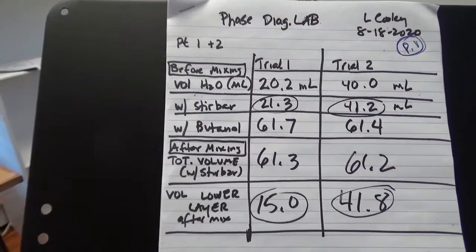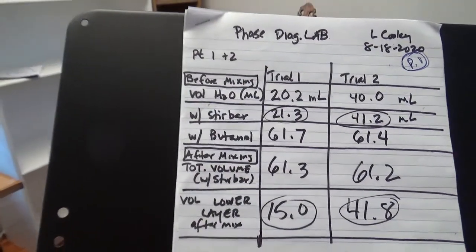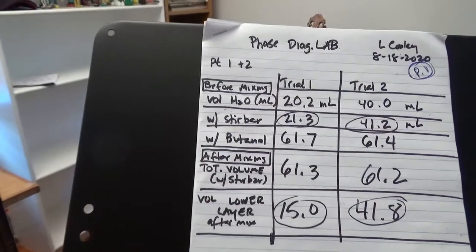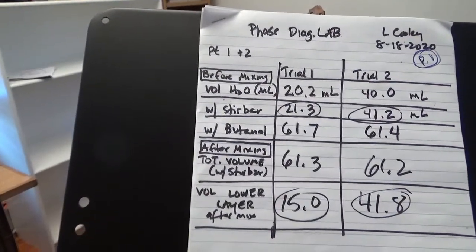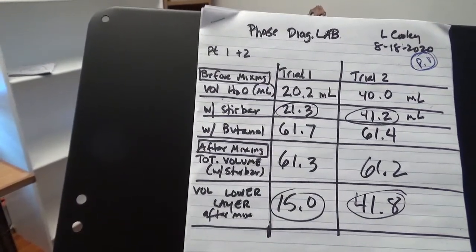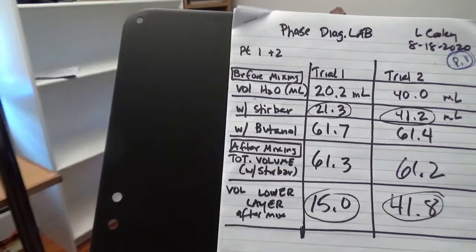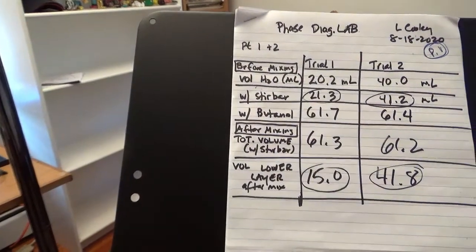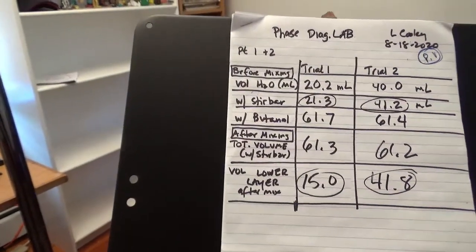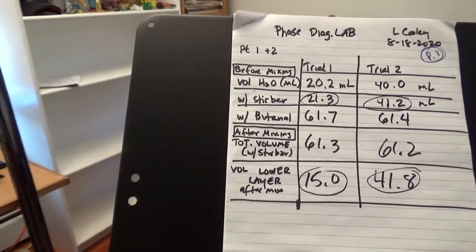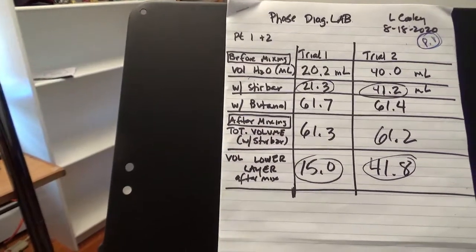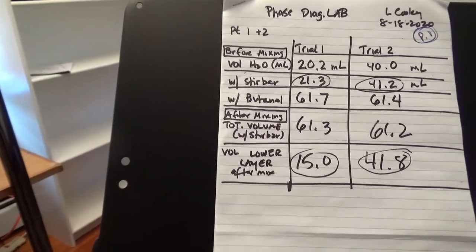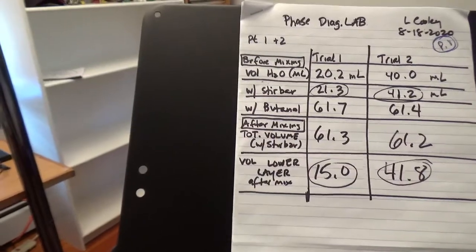So this is the data that I collected for parts 1 and 2 of the lab. And this is the data that's going to be inputted into an Excel spreadsheet that I have posted on Blackboard. And the output of that spreadsheet will be the concentrations of water and butanol in the upper layer and water and butanol in the lower layer.